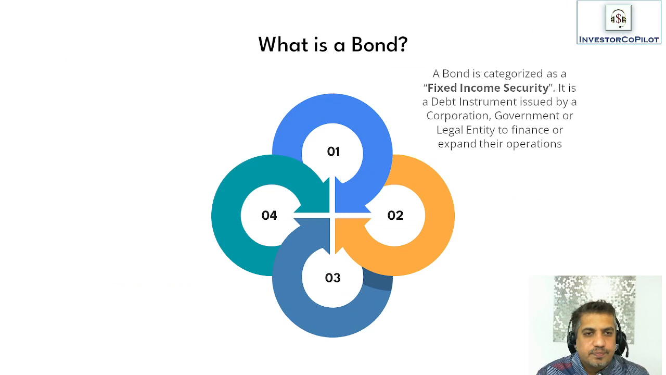What is a bond? A bond is categorized as a fixed income security. It is a debt instrument issued by a corporation or a government or a legal entity to finance or expand their operations. So the fixed income security is an umbrella of products where you provide debt to the issuer and they provide you an interest payment or some sort of payment in return to that debt.